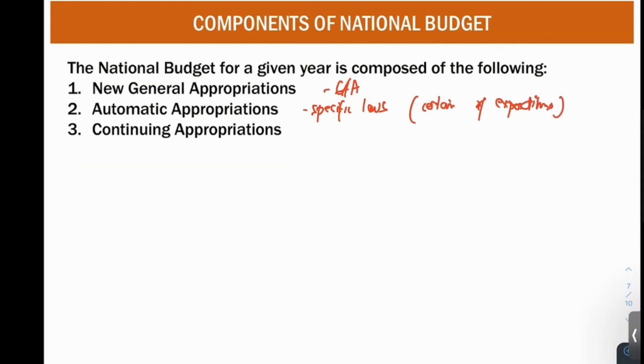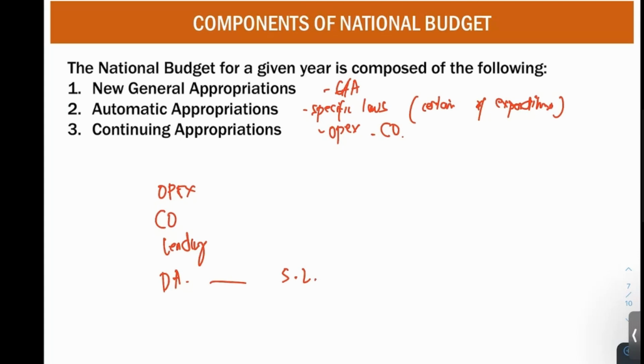We also have your continuing appropriations. These are appropriations generally on your OPEX and capital outlays. Why are they continuing? Because, of course, our operations are continuous and some capital outlays are also continuous. Therefore, a while back we said that the items are your OPEX, capital outlays, lending, and debt amortization. Debt amortization is part of your specific loss.